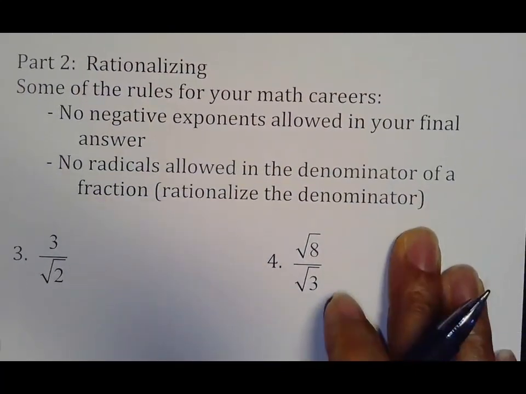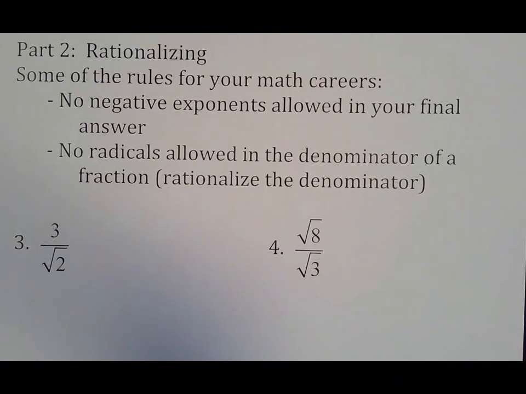So rationalizing, some of the rules in your math career is, number 1, you are not allowed to have negative exponents in your final answer. That is a rule. You'll never break that. The second rule is no radicals are allowed in the denominator of a fraction. And that is what we call rationalizing the denominator. So anytime you have an answer and there's a radical in the bottom of the fraction, you actually have to fix it. We don't care if it's on top, it cannot be on the bottom.